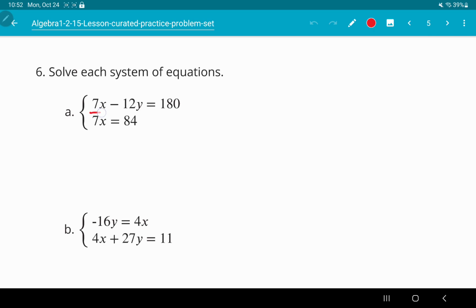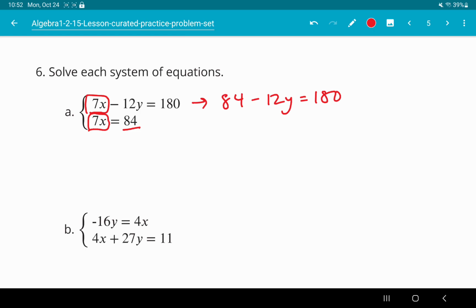So I look and I see that there's a 7x here, and there's another 7x right here. So in my first equation, I can rewrite this by replacing a 7x with 84. So instead of 7x, we'll write 84 minus 12y equals 180. And now we are down to only one variable. So now we can actually solve this.